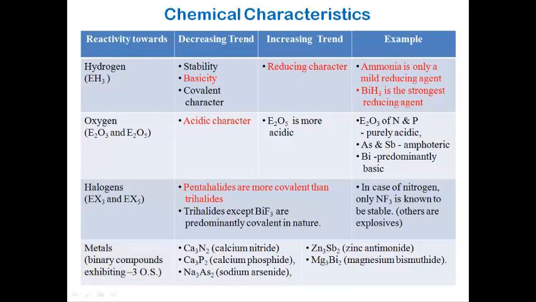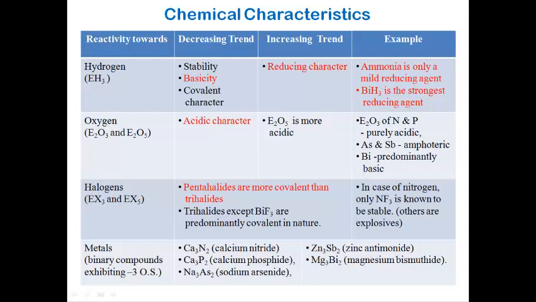If we take up hydrides of group 15 elements, their stability, basicity and covalent character decreases down the group, whereas reducing character increases. For example, ammonia is only a mild reducing agent, whereas bismuth hydride is the strongest reducing agent. The reason is the reducing character increases down the group.